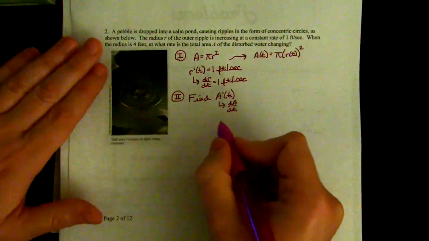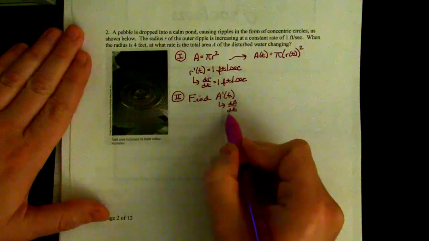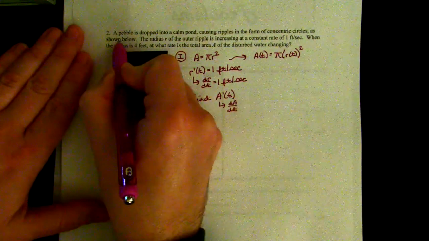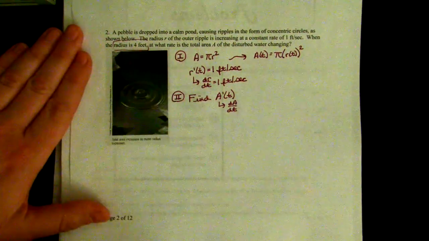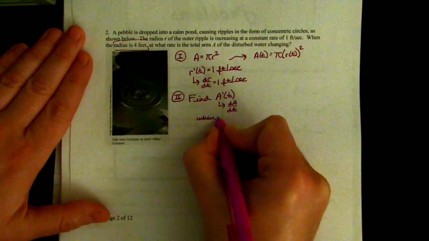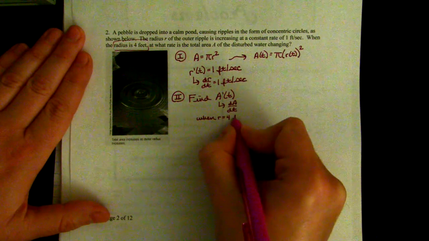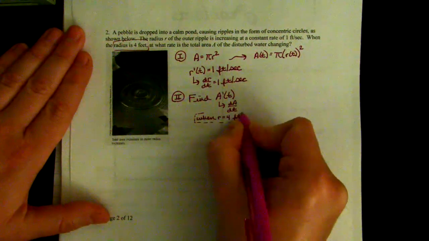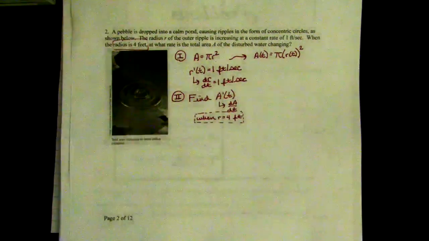I want to do this, in general, find a formula for dA/dt, the rate of change of the area, but specifically when I'm done, I want to deal with the instant when the radius happens to equal 4 feet. So when I'm done, I want to deal with this when the radius equals 4 feet. I'm going to put that in a little dashed box over here to say that when I'm done, this is what I'm going to deal with.